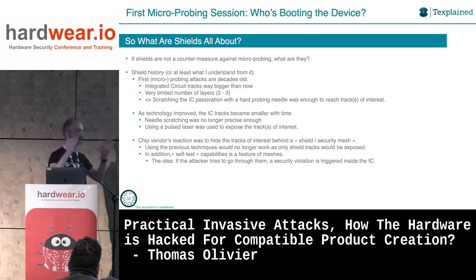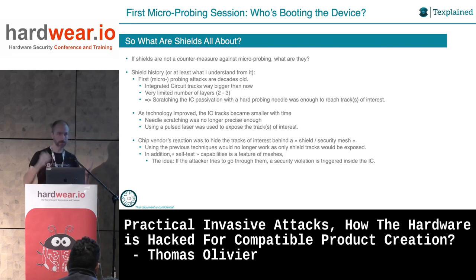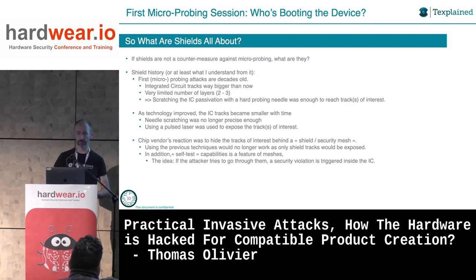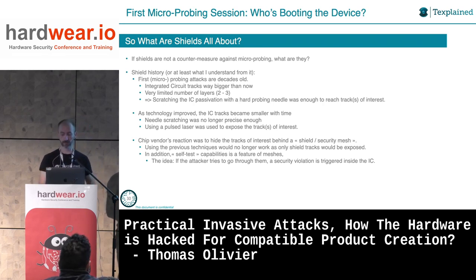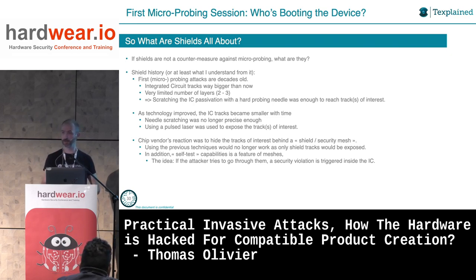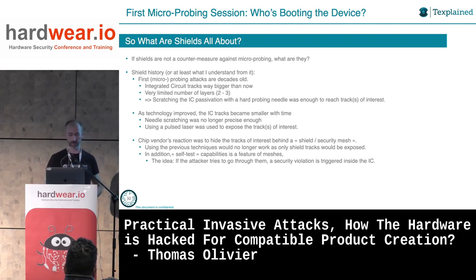But over time, the sizes of the tracks and all of those things were shrinking, and doing this was not feasible anymore. So at some point, people started to use a green laser to remove the passivation on top of the tracks of interest so they could put a needle there. And this is where the vendors decided to introduce shields. The idea is now if I take a green laser and I remove the passivation, the only track I see is a track that is not useful to me, and if I cut this track, the chip kills itself. So I won't dump anything from a chip which is basically empty.